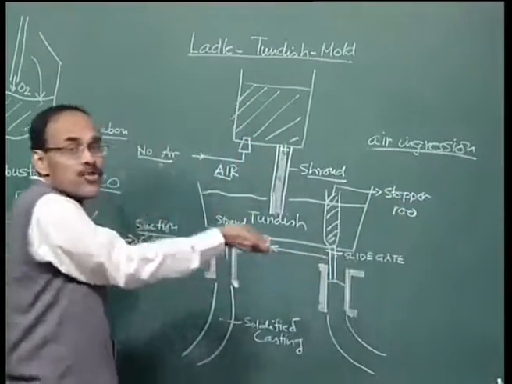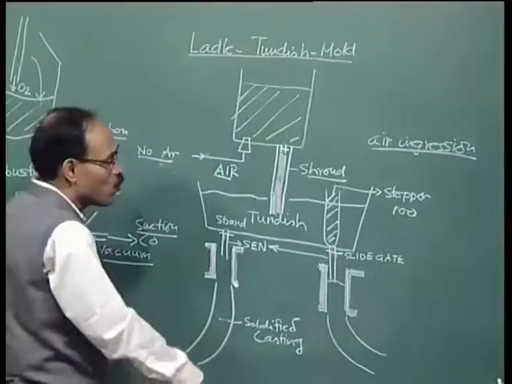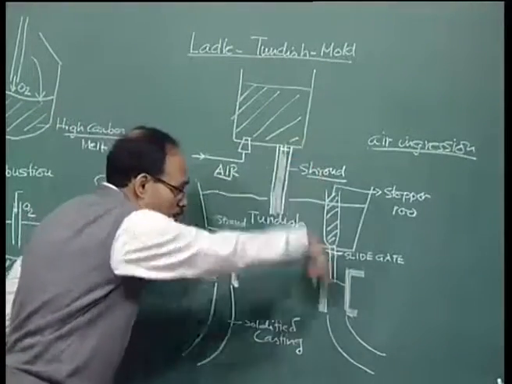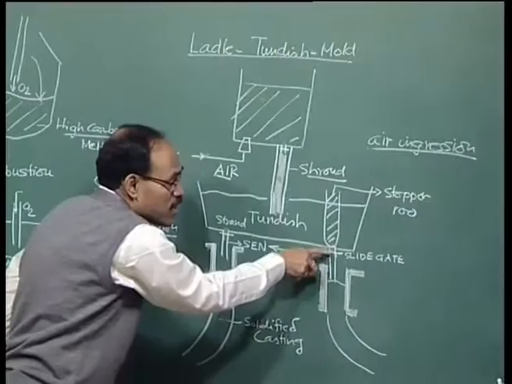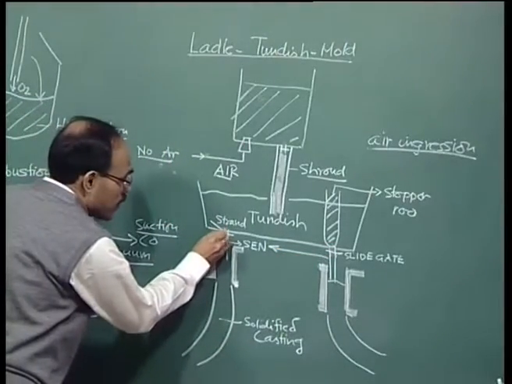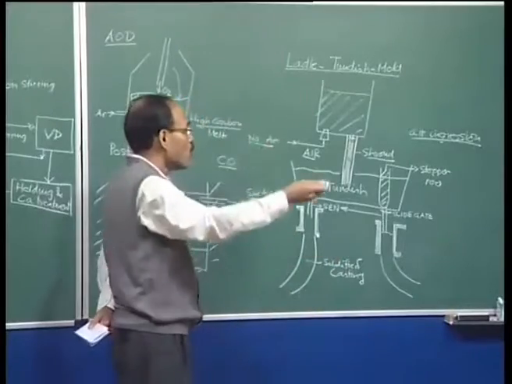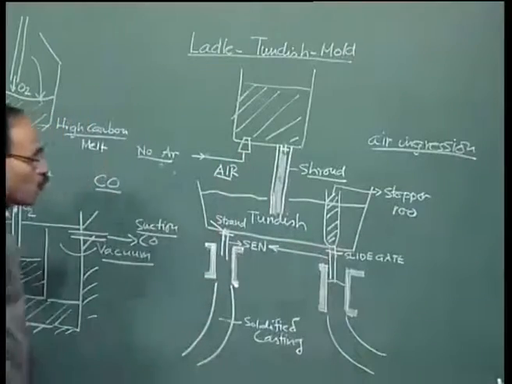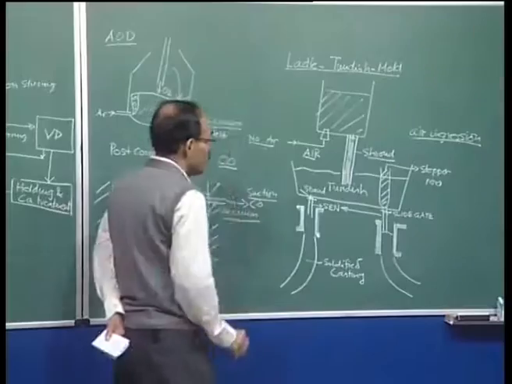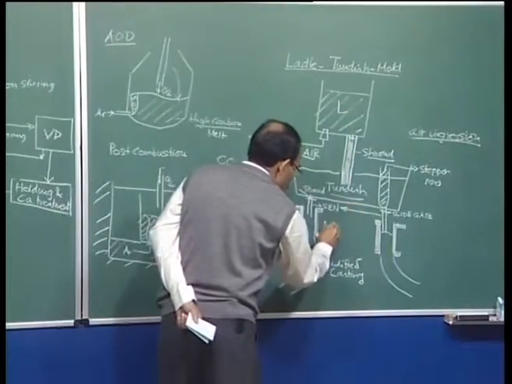And this stopper rod, if it is raised, this opening is going to be bigger, and more metal is going to flow out of the tundish. When it is kept down in contact with the surface, then this strand is closed, and therefore no material flows out. So, by controlling the movement of the stopper rod up and down, we will be able to control the flow of material into the mold itself. So, ladle, tundish, mold.